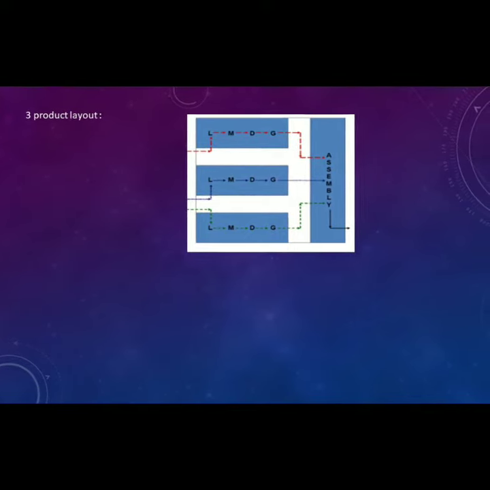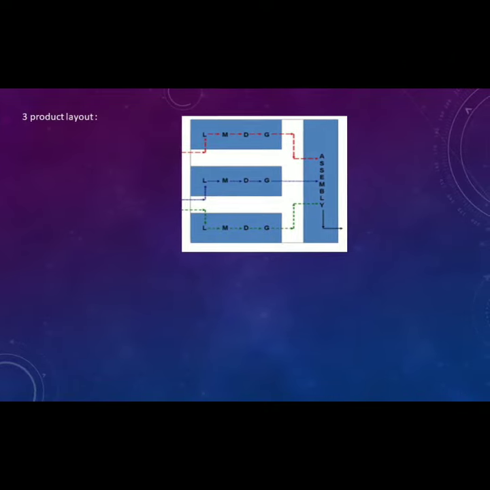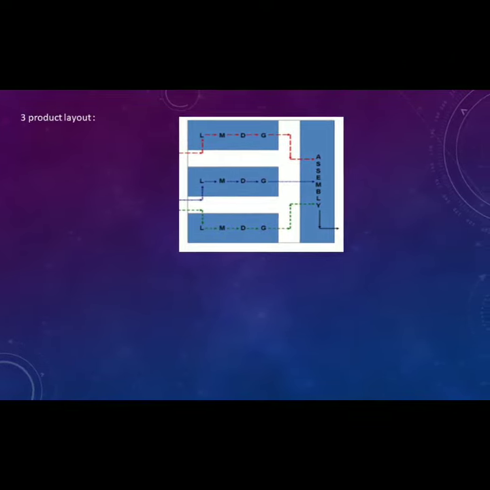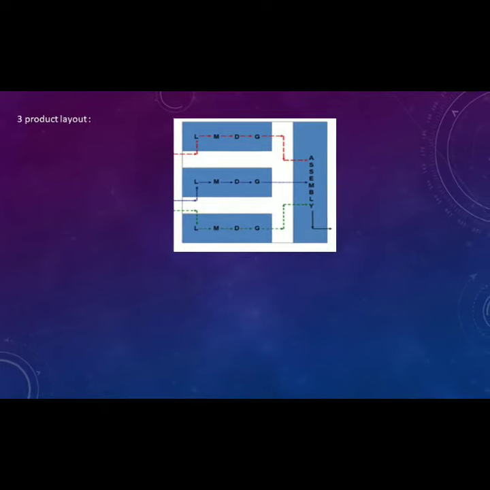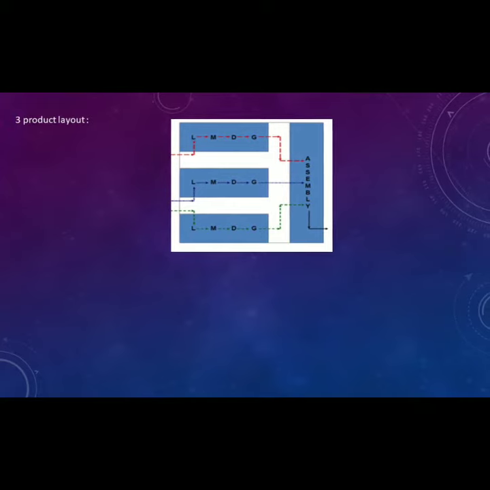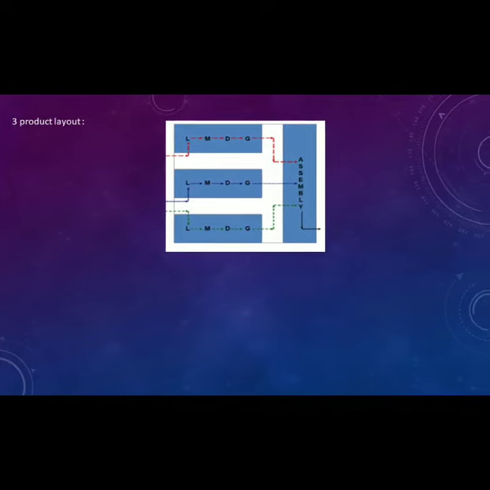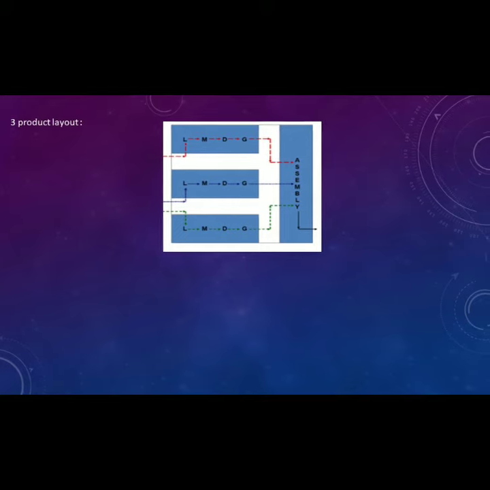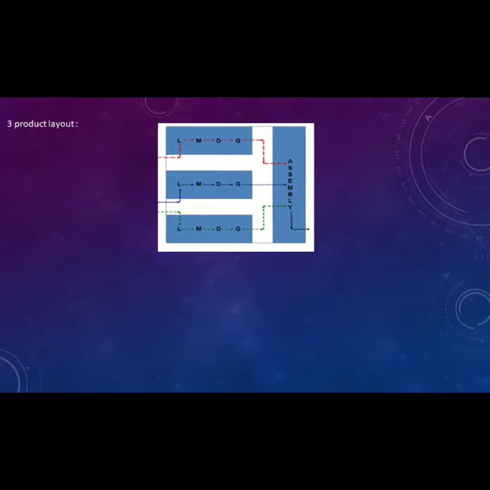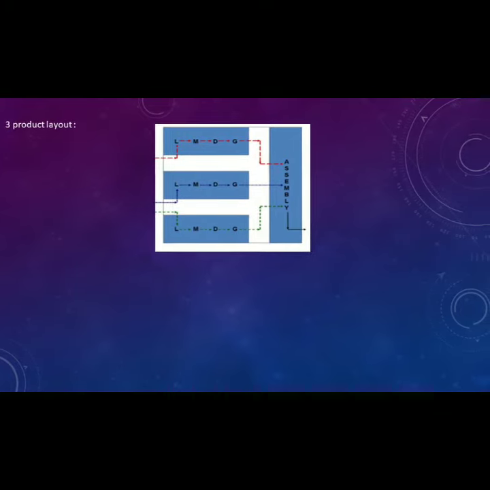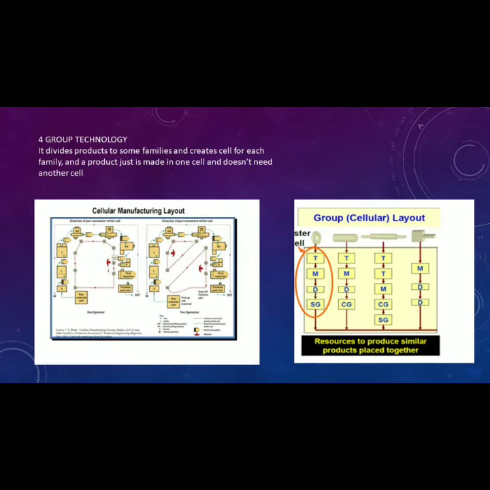The third type is product layout, which means that we have to understand what machines we have to use for making, for example, one of our products, and in which order is suitable for it, and we put them in a line to make just, for example, one of our products. And for other products, we have to do the same thing, as you see in the picture.